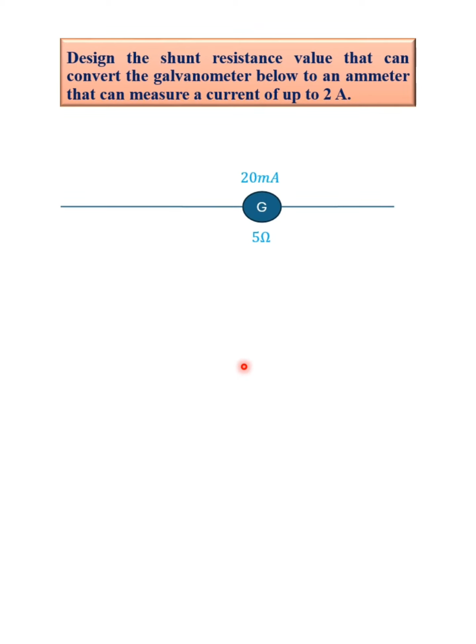Hi guys, in this video we want to convert this galvanometer into an ammeter that can measure a current of up to 2 ampere. That is what the question is saying: design a shunt resistance whose value can convert this galvanometer into an ammeter that can measure a current of up to 2 ampere. So we are trying to measure a current of 2 ampere. Let's call the current I.